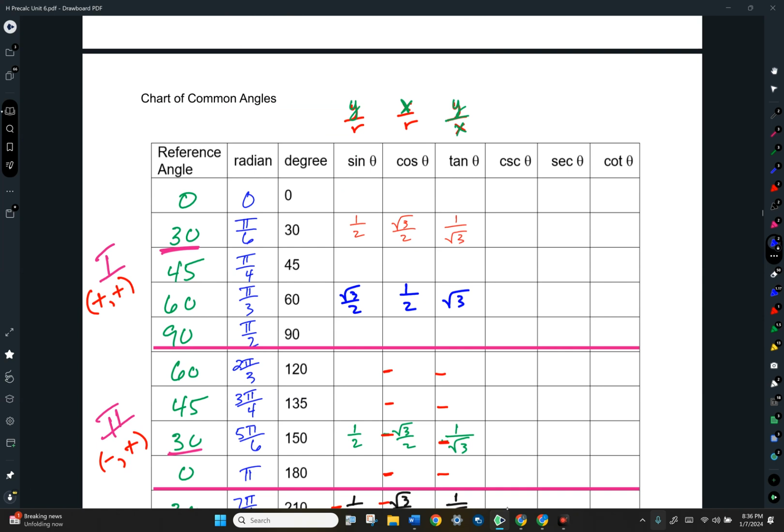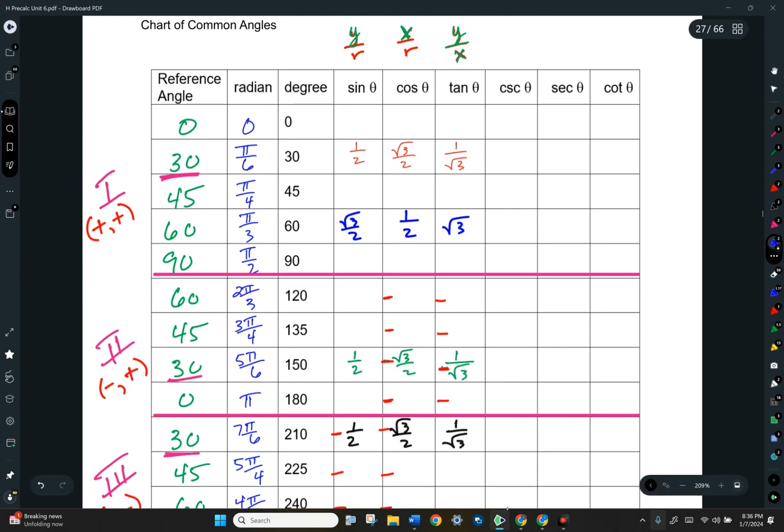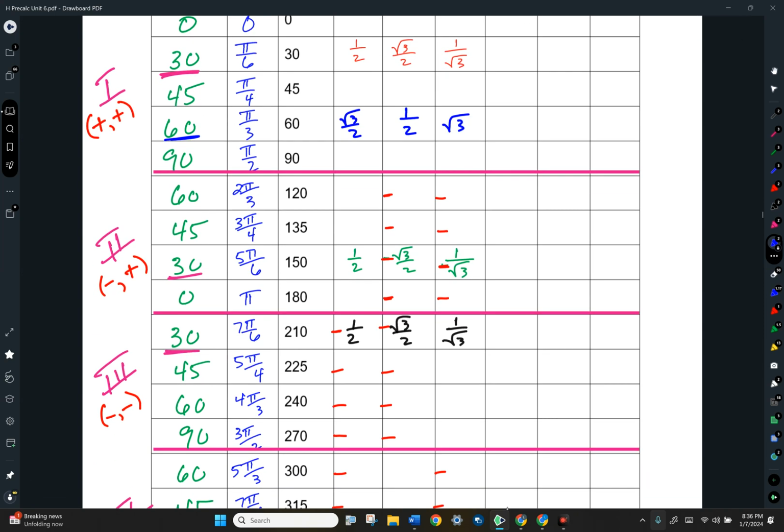Well, can't we do a similar thing to what we did earlier? So doesn't that mean all of the 60-degree reference angles are going to have those same values? So down here at 120, that's a 60-degree reference angle, so that's going to be square root of 3 over 2, 1/2, and square root of 3. And we already have the negatives in there, so we don't have to worry about that.